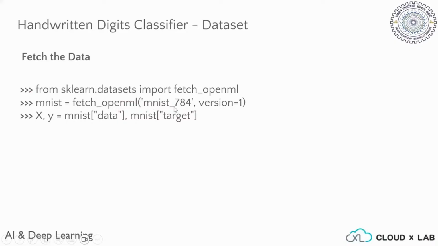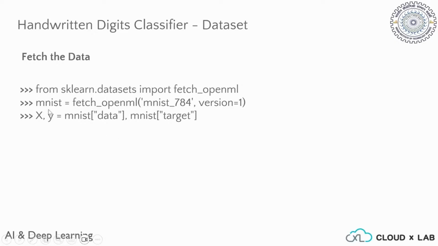So here mnist_784 is nothing but the name of the dataset. And for this dataset there are several versions. So suppose I'm interested in version 1, so here I'm writing version equal to 1. So it will fetch the MNIST database, and it will store that MNIST dataset in this mnist variable. Now this mnist variable contains the complete MNIST handwritten dataset.